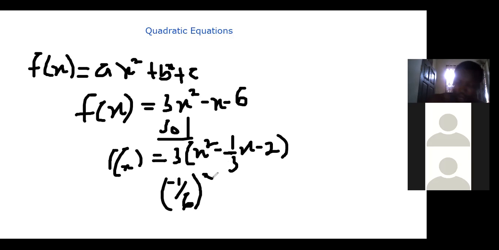So the first step is that you are going to make sure that the coefficient of x squared is 1. Since this one is 3, you are going to divide through by 3, or factorize 3 out, so that the coefficient of x squared is only 1. Now afterwards, you are going to divide the coefficient of x by 2 and you square it. After division, we had negative 1 all over 6.